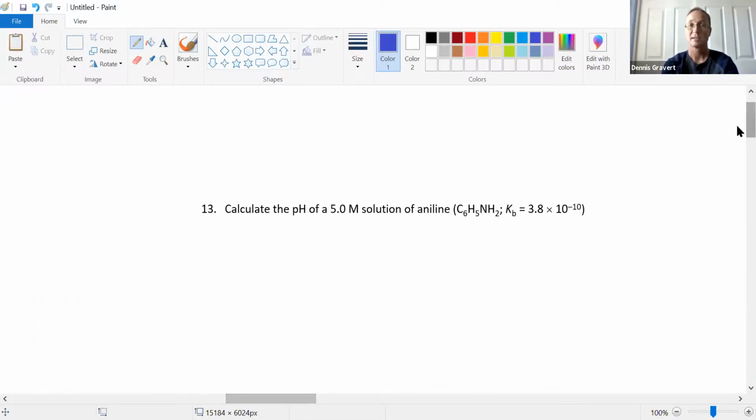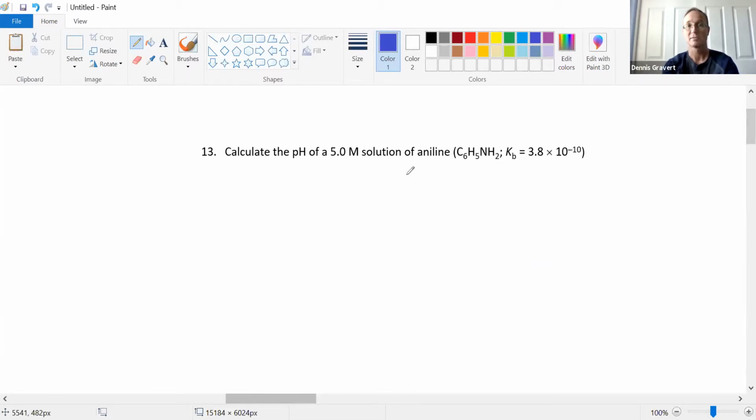Calculate the pH of 0.5 molar solution of aniline. What the heck is that? Oh, here's the formula. Ooh, but more importantly, it's a base. So C6H5NH2 has a Kb. It's a base. So what do bases do? They accept H+. From what? Well, it's in solution with water. Okay, so hey, aniline, whatever you are, be the base, take on an extra H.